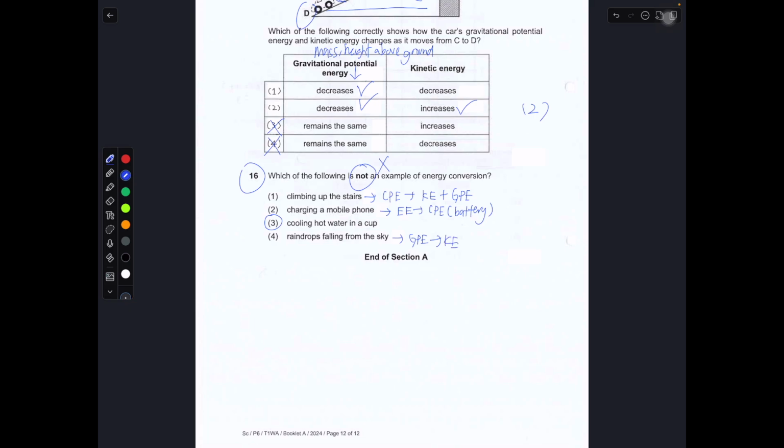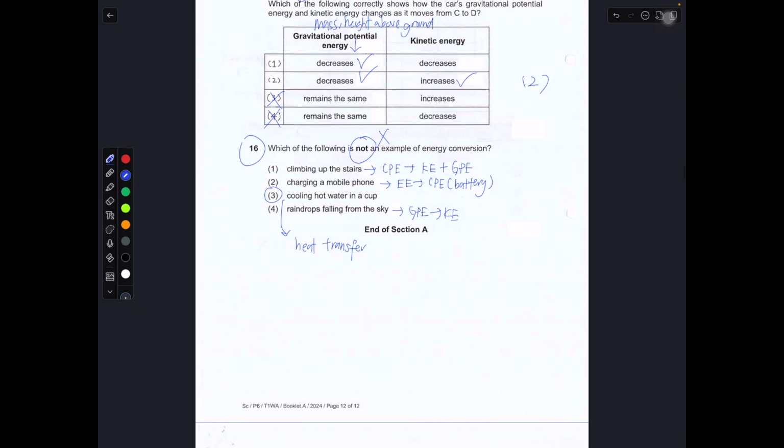So why is cooling hot water in the cup not energy conversion? This is actually heat transfer, because the hot water loses heat to the surrounding. This itself is energy transfer. There is no conversion of energy involved in this case. So number 3 is the correct answer.